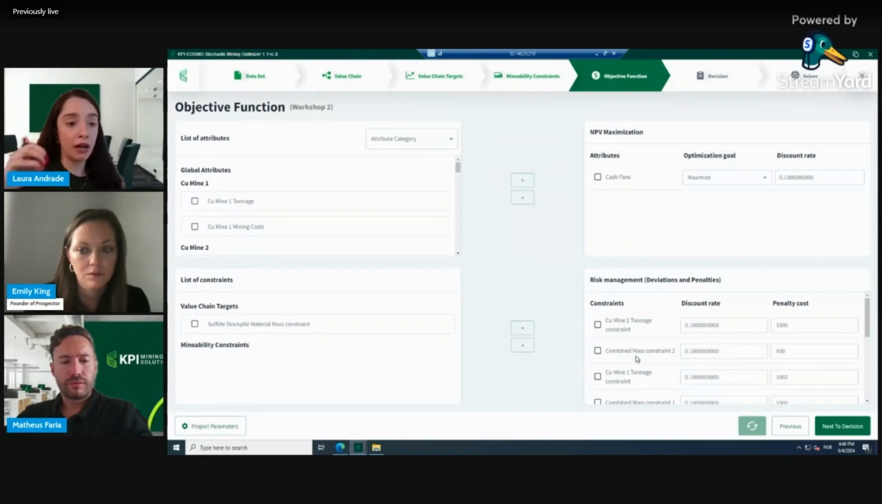What we want to do is to minimize the deviation from these curves to your target. And to do that, we have a discount rate, which works similarly to an economic discount rate, and a penalty cost. So this penalty cost will literally penalize this deviation, in the sense that you want to minimize it, while the discount rate is going to be applied to this penalty cost, just as an economic discount rate. And the idea of that is that you want to, let's say, delay the risk.